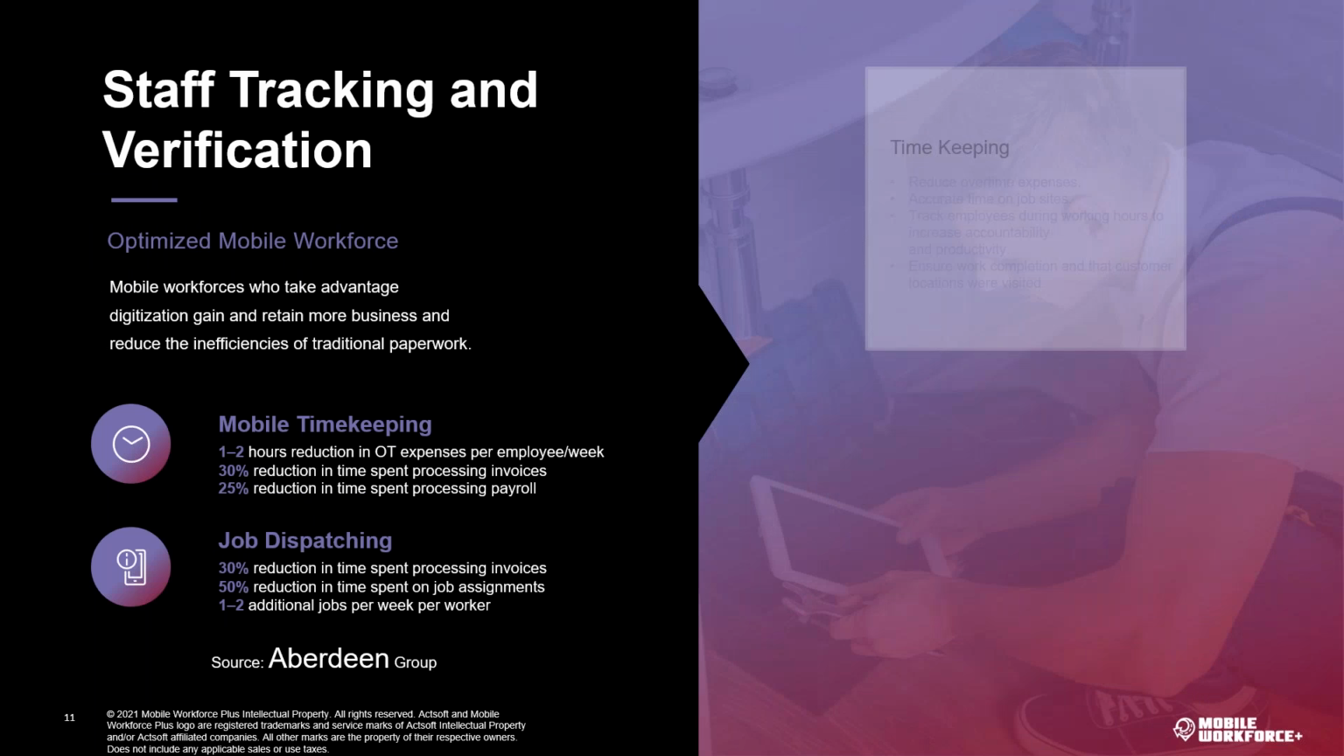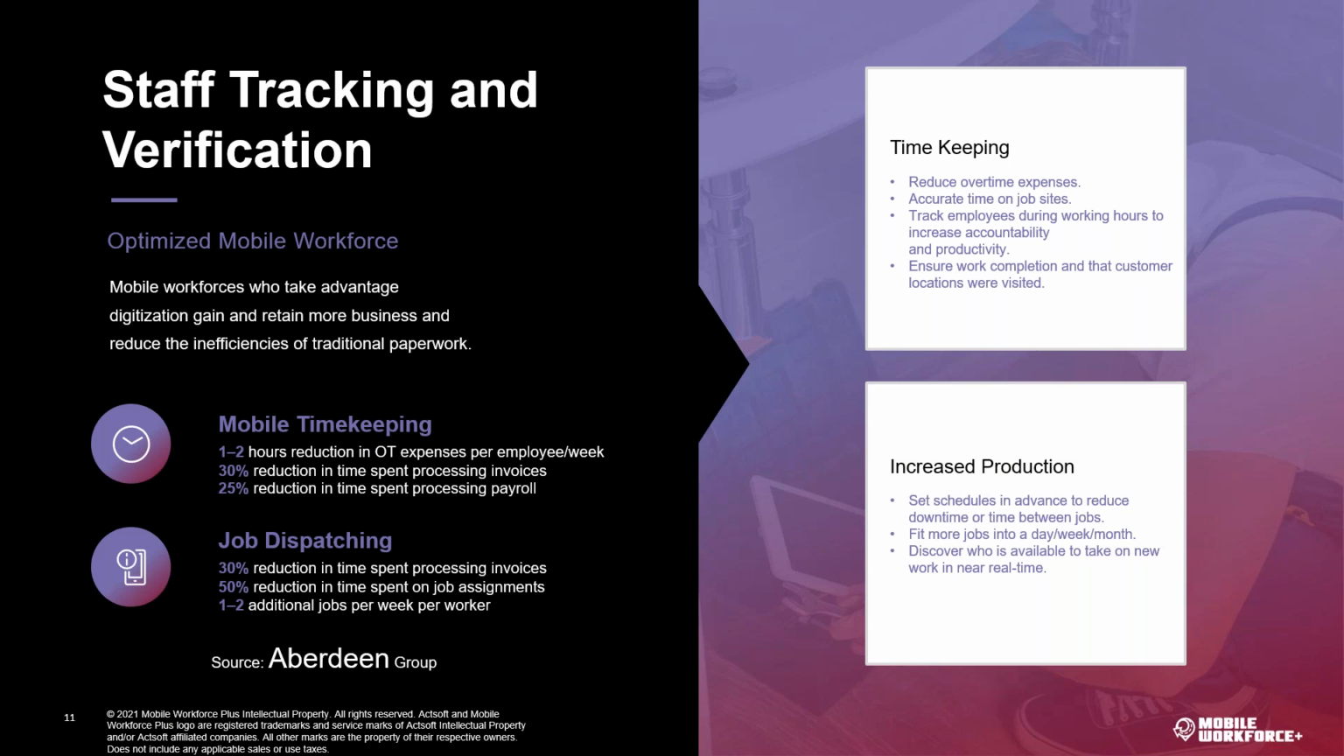All right, and with staff tracking and verification, we're seeing that mobile workforces who take advantage of digitization gain and retain more business and also reduce the inefficiencies of traditional paperwork. So again, citing that Aberdeen Group, for mobile timekeeping, for example, you can expect to see 1 to 2 hours of reduced overtime expenses per employee per week. And why is this? It's because you're not getting that piece of paper at the end of the week that says they arrived at 8 a.m. on the dot every day and left at 5 p.m. on the dot. You're actually getting accurate time with a GPS stamp of when and where they clocked in and clocked out.